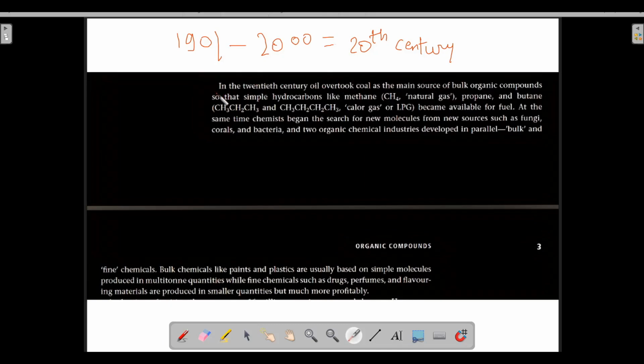And simple hydrocarbons, like methane. Methane's formula is CH4, and methane is also called natural gas. CNG means compressed natural gas. It is methane. We must have heard about CNG vehicles. What are CNG vehicles? They are vehicles which are run with the help of methane gas.